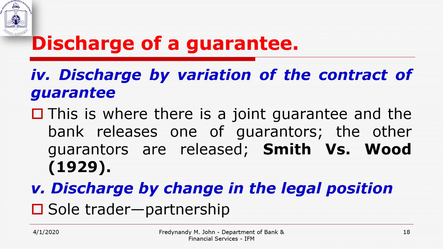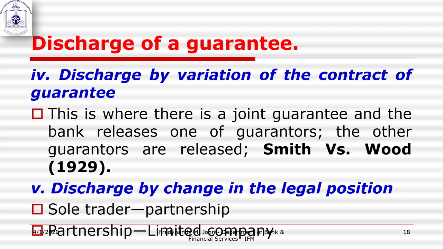Also, a guarantee contract can be discharged by the change in the legal position. For example, initially the person was simply a sole trader and later moved on to become a partner business, or from partnership business into a limited company. So you can see now here we have 3 forms of business organization which have different legal status.